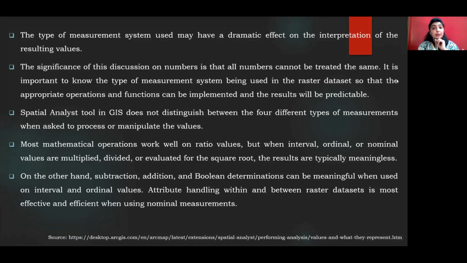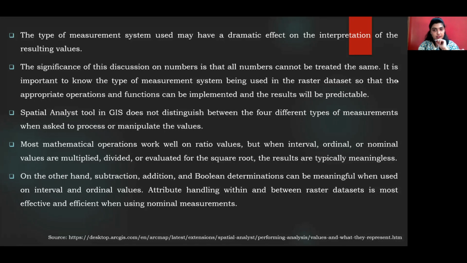Whether the results being predictive are accurate or not can also be determined, in fact, by the type of measurement system that you use. The spatial analysis tool that we have in GIS, you will see, does not actually distinguish between the four different types of measurements when asked to process or manipulate the values. Most mathematical operations work well on the ratio values, but when interval, ordinal, or nominal values are multiplied, divided, or evaluated for the square root, the results are typically meaningless.